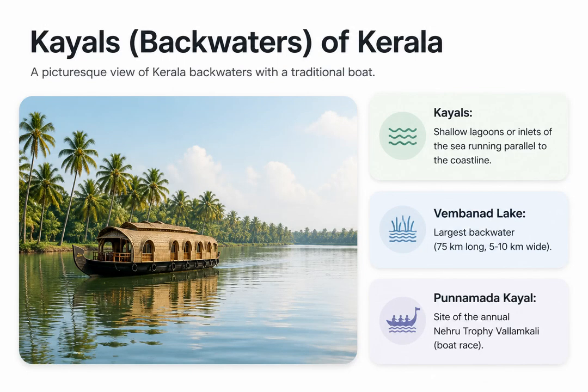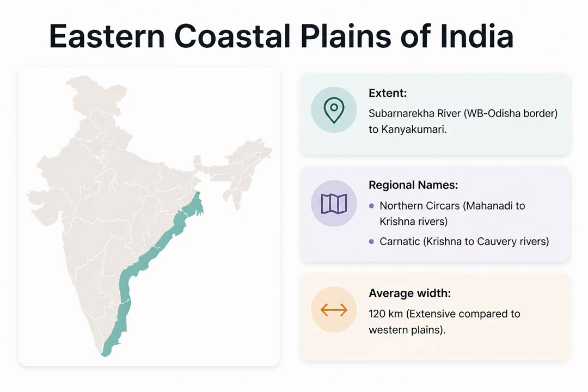They're essentially shallow lagoons or inlets of the sea that run parallel to the coastline. The undisputed king of these is Vembanad Lake, the largest backwater in Kerala, stretching about 75 kilometers long. These waters are deeply tied to the local culture. For instance, the Panamata Kayal, a southern extension of Vembanad, hosts the thrilling Nehru Trophy Valankali, a famous annual snakeboat race. Now, let us cross over to the other side of the peninsula to explore the eastern coastal plains.